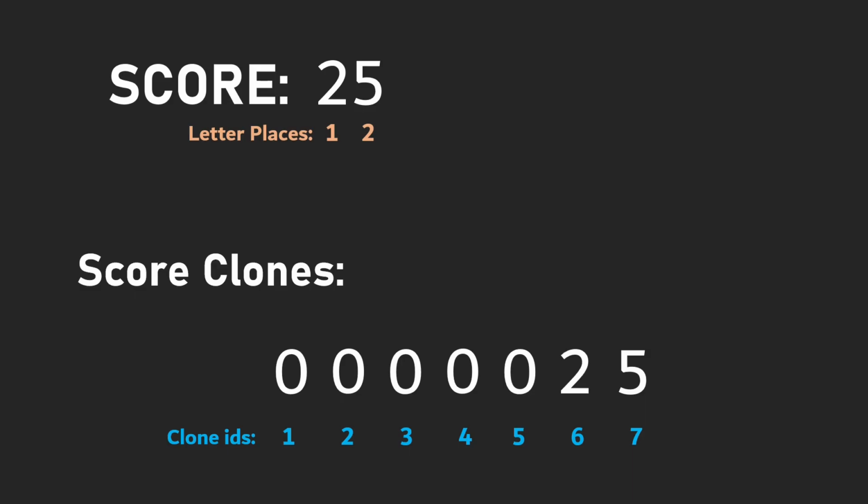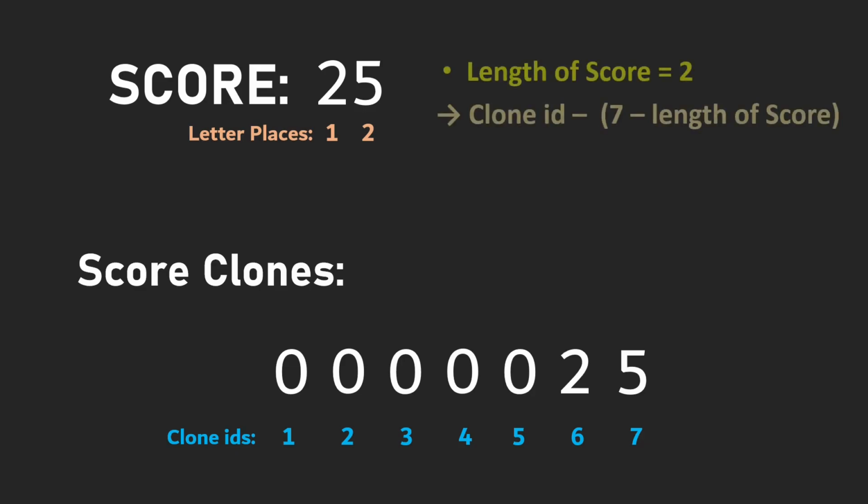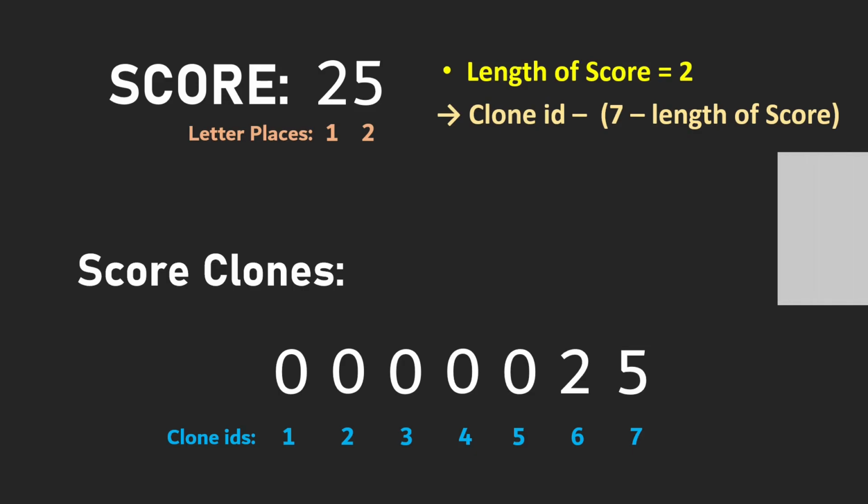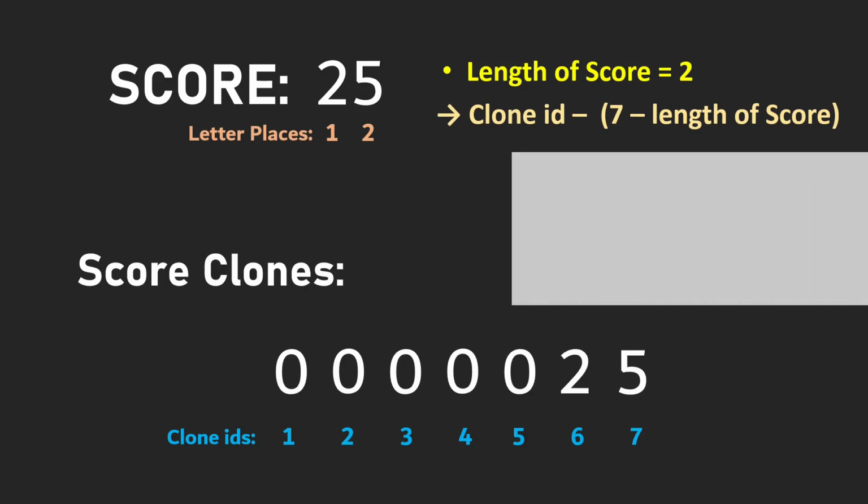Again, it seems like there is a pattern. The digit we are switching to seems to be clone ID minus (7 minus length of score). If we take the 7th clone, it will switch to 7 minus 5, which is 2. Now we're not switching the costume to 2. What we're doing instead is switching the costume to letter 2 of score. Thus, we switch costume to 5.